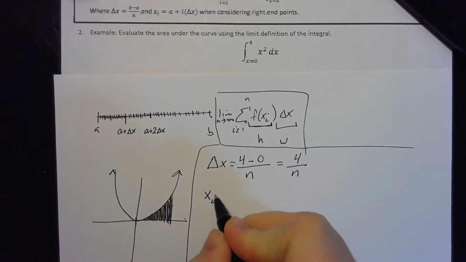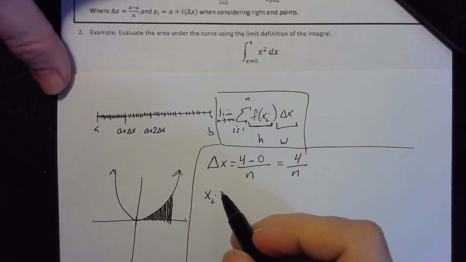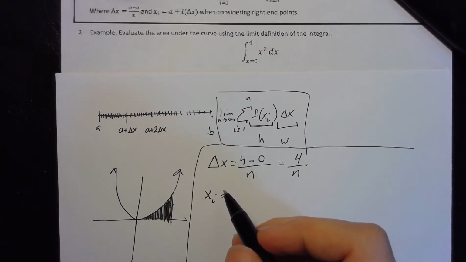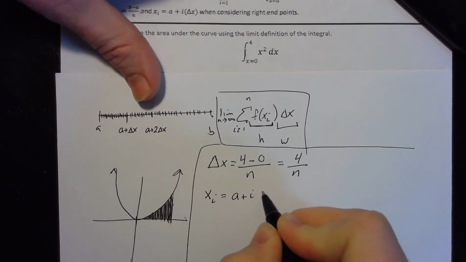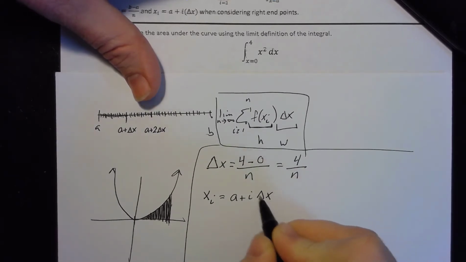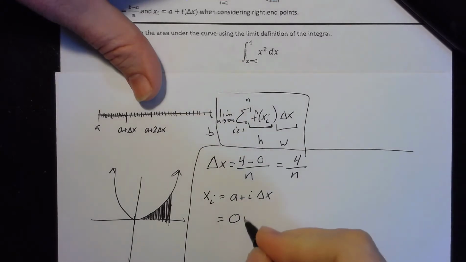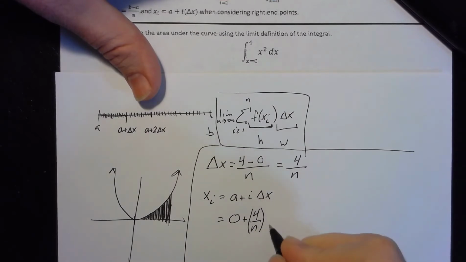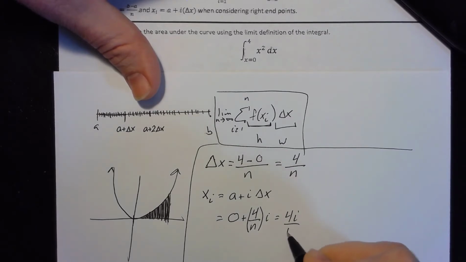Next, I want to find x sub i. Again, it's a very special x value selected in those infinitesimally small rectangles that's going to approximate the height of that rectangle. So xi in this case is again a plus i delta x. Well, i is going to be a variable, n is going to be a part of this delta x, which is going to be a variable, and a should always be a number. So my a value happens to be 0 in this case, because that's where I'm starting. That's my a value. Plus, my delta x is 4 over n, that we found right here, and i remains where it is. So my xi is 4i divided by n.